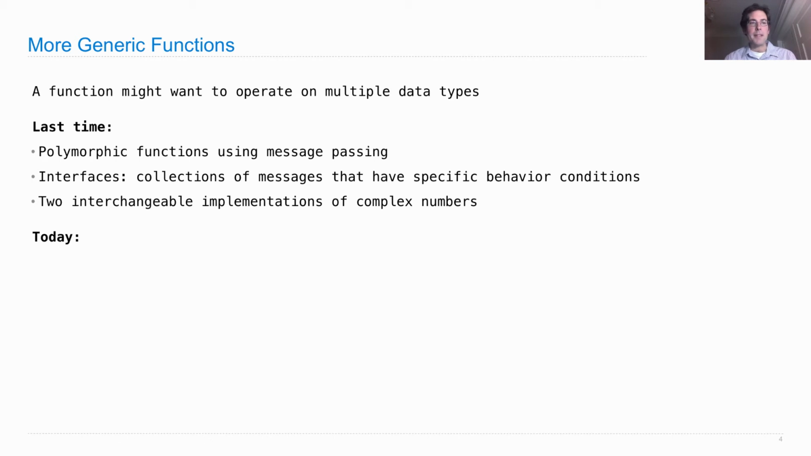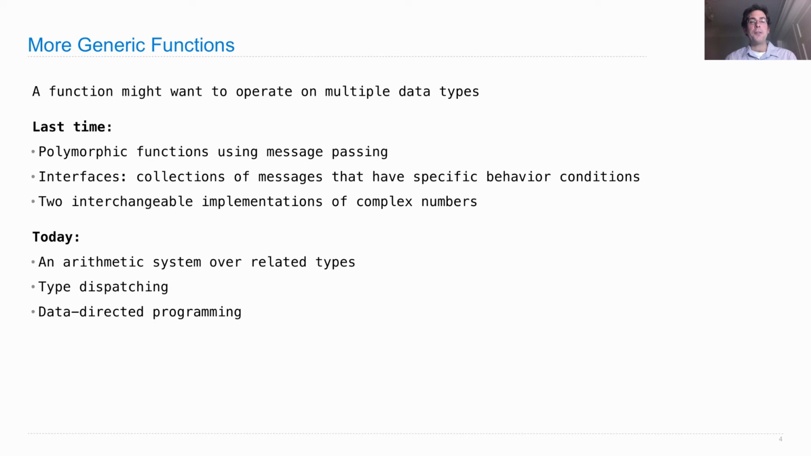Okay, so what about today? Well, we're going to keep extending our idea of different types of numeric representations. We're going to build an arithmetic system over related types of numbers. We'll introduce the idea of dispatching on type and also data-directed programming. Finally, we'll talk about type coercion.